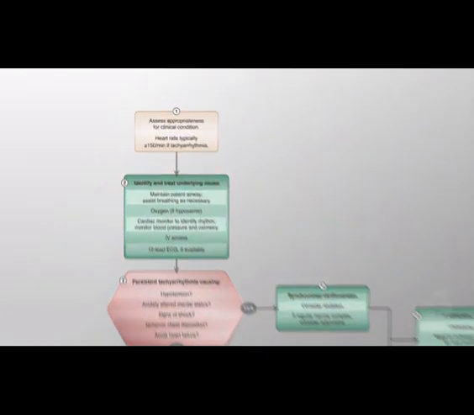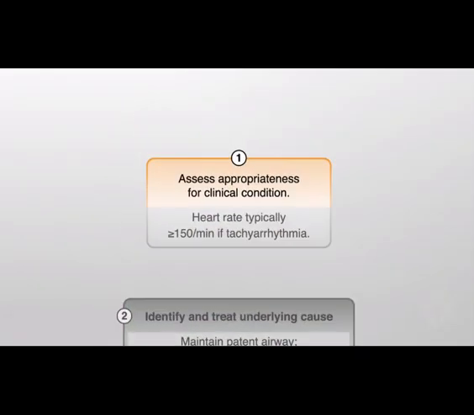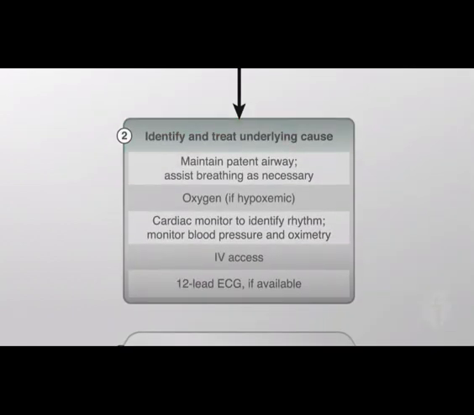Implementation of this algorithm begins by verifying the presence of a pulse with the tachycardia. Most symptomatic tachyarrhythmias will present with a heart rate of 150 or more beats per minute. If a tachycardia and a pulse are present, maintain a patent airway and assist breathing as necessary. Provide oxygen if hypoxemic, and monitor cardiac rhythm, blood pressure, and oxygen saturation. Obtain IV access and a 12-lead ECG if available.